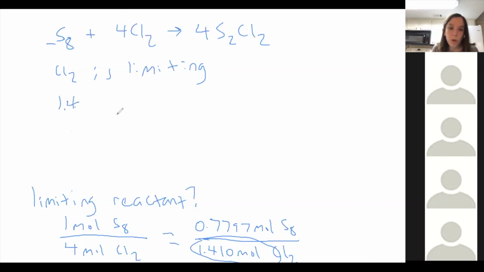So we know we have 1.41 moles of Cl2. What we're going to do is convert moles of Cl2 to moles of S2Cl2 and then grams of S2Cl2. Once we know which one limits the reaction, we're going to relate moles of that to moles of what we want to find out, which in this case is moles of S2Cl2.